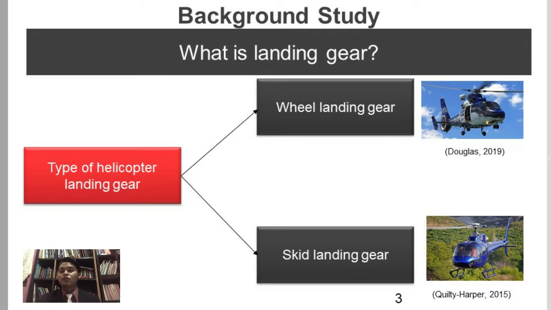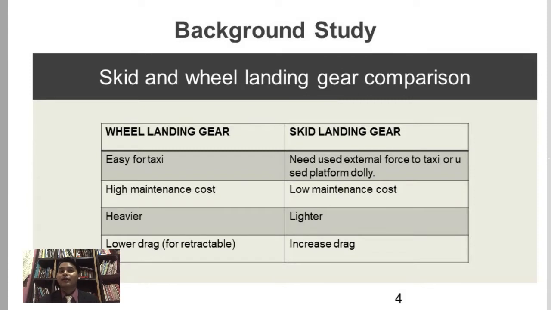landing gear. So there are many pros and cons of the wheel landing gear and skid landing gear. For example, wheel landing gear is easier to taxi compared to skid landing gear that needs to use external force or use a platform dolly in order to taxi. However, wheel landing gear has high maintenance cost and is heavier compared to the skid landing gear. However, the retractable wheel landing gear produces lower drag.